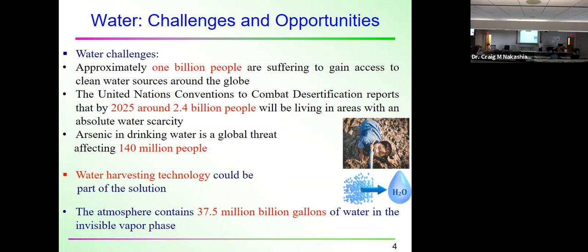It's a renewable source. If we can develop some technology, some material that can harvest atmospheric moisture, atmospheric fog, then we can use that water for our drinking purposes, agriculture, and other uses. We can use it.